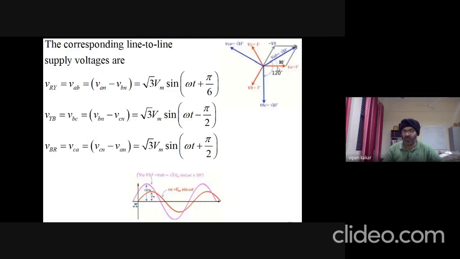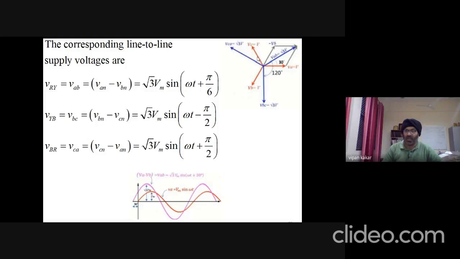And now taking the resultant between VA and minus VB will give us VAB. And we see that VA minus VB will give us VAB. So if we take the resultant, it comes out to be √3 times of this one. So that's why we say √3 times, and the displacement is 30 degrees. So if we take the resultant between VA and minus VB, the resultant vector over here is shifted by 30 degrees.